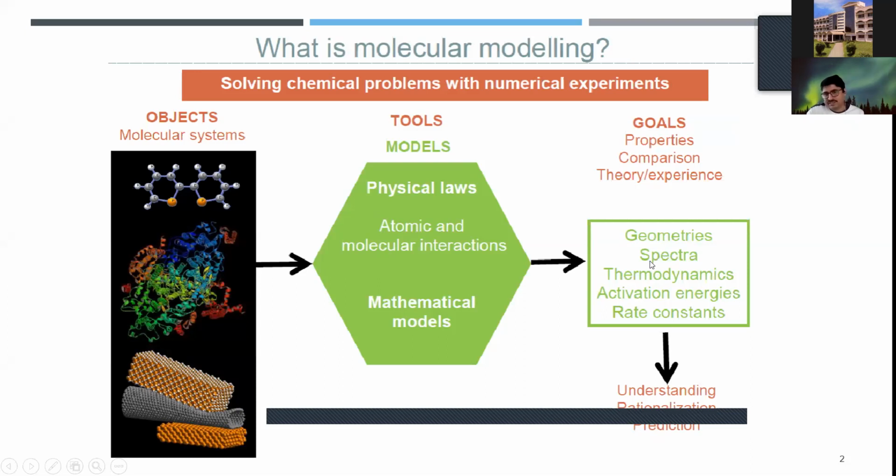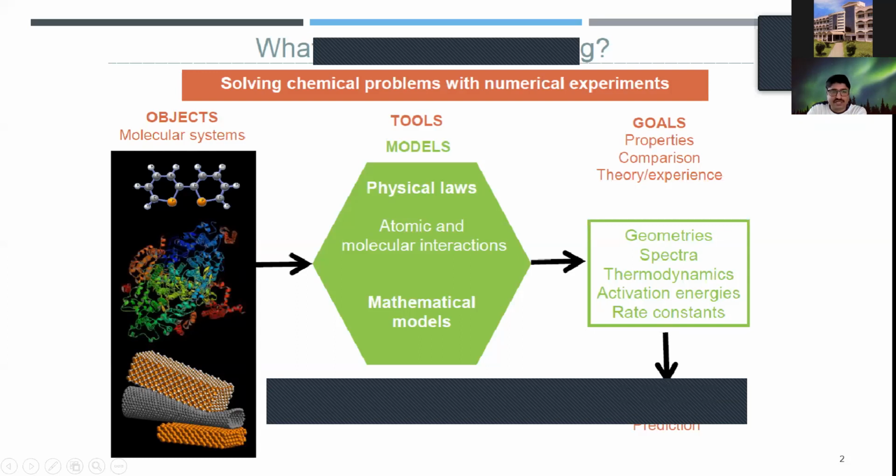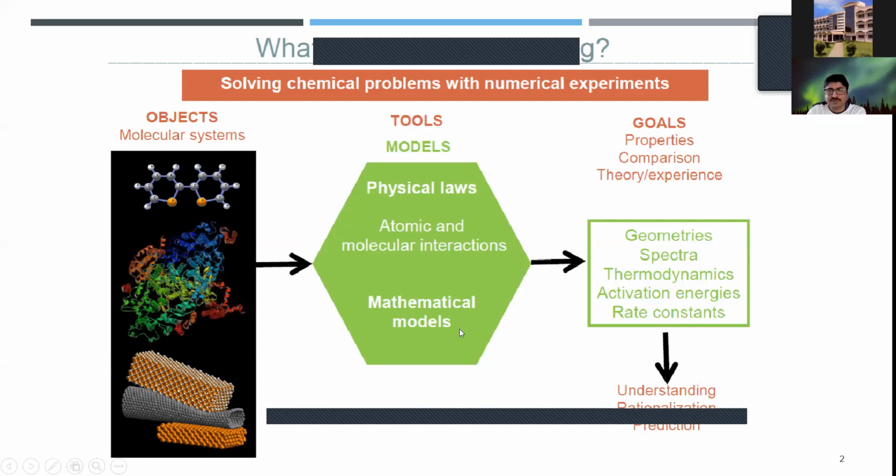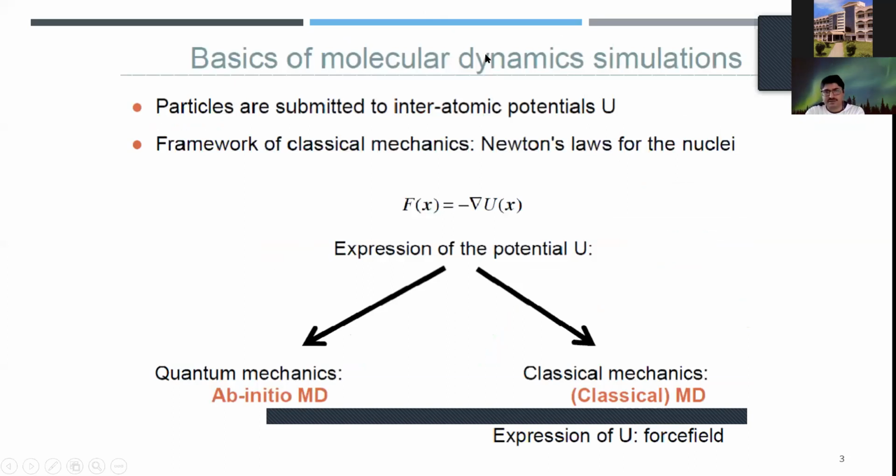And the goal, of course, is to get some geometry, the spectra or thermodynamics, or some energies or rate constants. Molecular modeling is basically extracting this information from these nanostructures, which we cannot see. These are microstructures, and we transform this information to a macroscopic way, so we can see these things. We apply these physical laws to do this. So this is what we can say about molecular mechanics.